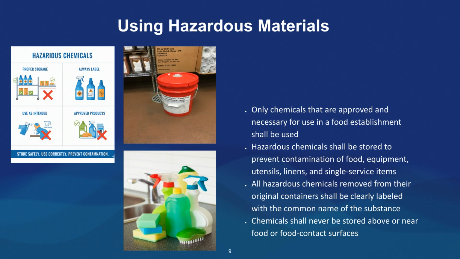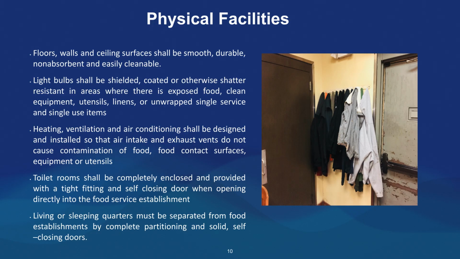Only approved and necessary chemicals should be used. Store them to prevent contamination of food and equipment. Chemicals removed from original containers must be clearly labeled and never stored above or near food or food contact surfaces. Floors, walls, and ceilings must be smooth, durable, non-absorbent, and easily cleanable. HVAC systems should be designed so that air vents do not cause food contamination.